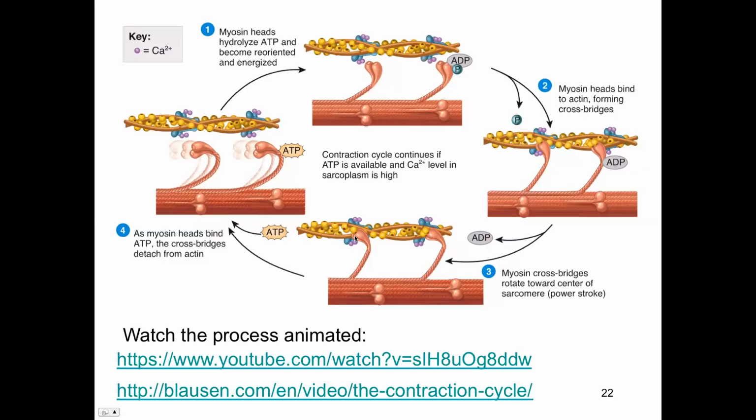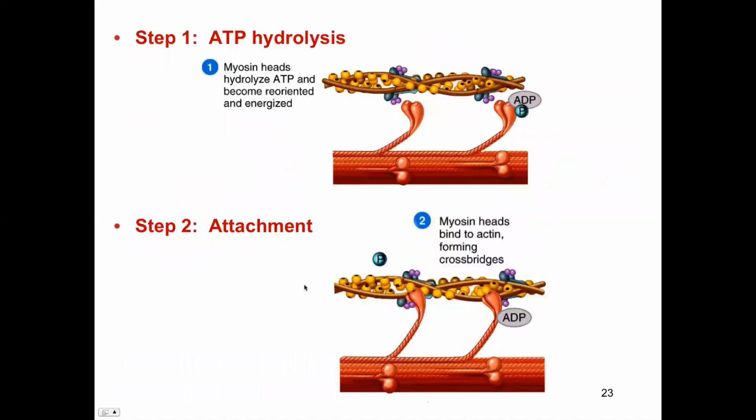Now, of course, we have to do this again, right? We have to do it again and again and again. So we need to release this head group. The way that this is released is that a new ATP will come in and bind the head group, and then it will release, all right? And then we do the whole cycle again. And if you watch the animation, you'll see this repeating over and over and over again, okay? So let's look at it step by step.